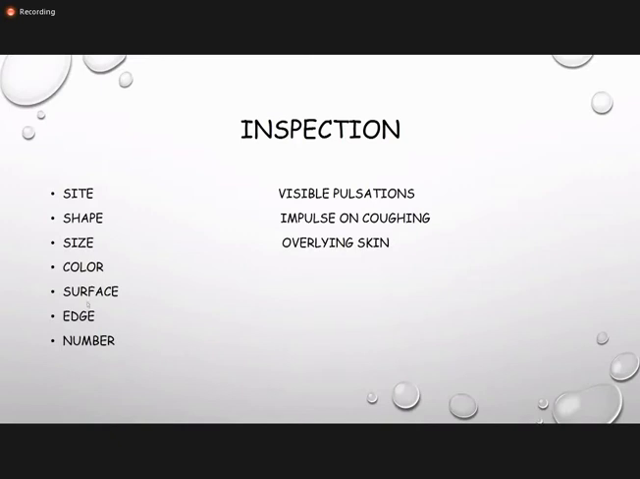Okay. After that, we will describe the surface of the swelling. Its surface may be smooth, may be irregular, and sometimes some swellings are irregular but have a smooth surface, smooth bumps, for example, like a lobulated swelling. It may not be rough, maybe having an irregular surface but smooth.